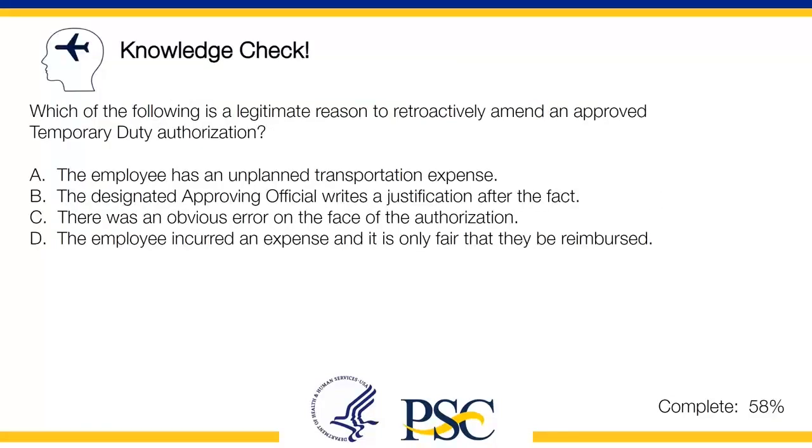Which of the following is a legitimate reason to retroactively amend an approved temporary duty authorization? A. The employee has an unplanned transportation expense. B. The designated approving official writes a justification after the fact. C. There was an obvious error on the face of the authorization. D. The employee incurred an expense and it is only fair that they be reimbursed. Pause the video, consider your response, and resume to learn the answer.